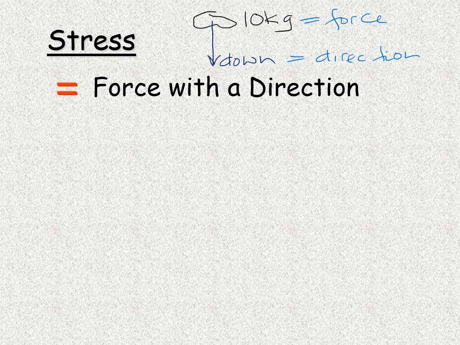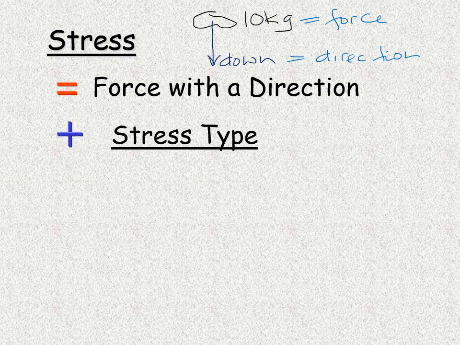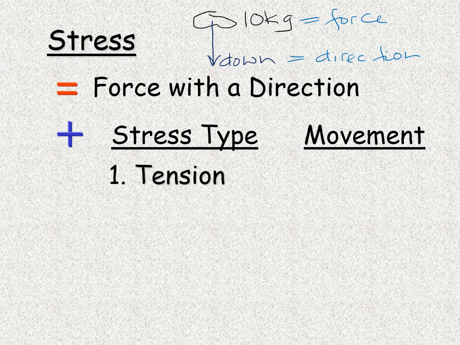So a 10 kilogram rock has a stress of 10 kilograms pointing towards the center of the earth. There are different types of stresses that act at different locations on the earth with different types of movements. The first stress type is called tension, and the movement is being pulled apart. I'm sure you remember that this movement occurs along divergent plate boundaries. So just to remind ourselves, we write divergent plate boundaries. If somebody asks you what kind of stresses are present along divergent plate boundaries, you say tension.